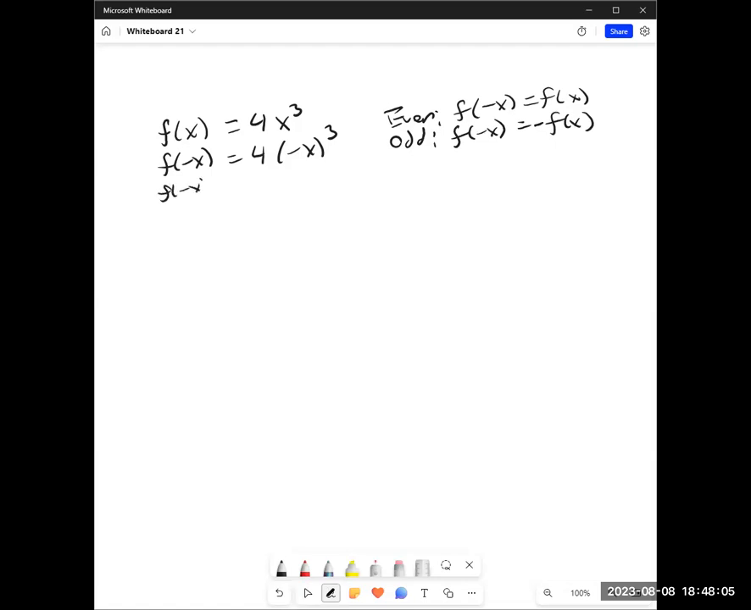So f of negative x is equal to 4 times a negative times a negative times a negative, which is a negative. x times x times x is x to the third. So f of negative x is equal to a negative 4x to the third, which is not my original, but it is the exact opposite of my original, meaning that this function is odd.